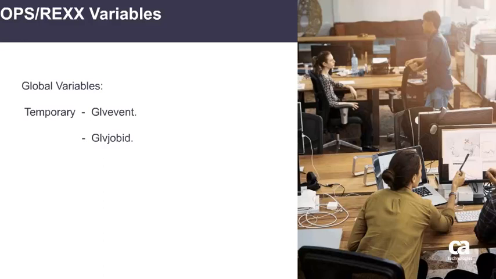The GLV event variables can be used to pass data between AOF rules that fire on the same event. The GLV job ID variables can be used to pass data between all the AOF rules that would fire on a particular address space. The GLV job ID variables are unique between each address space or job.